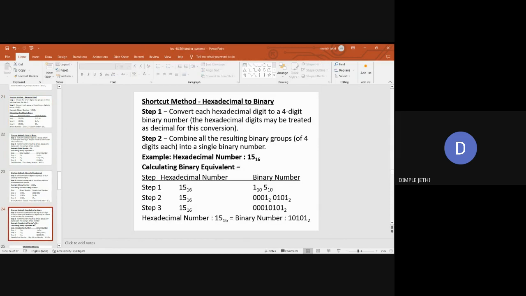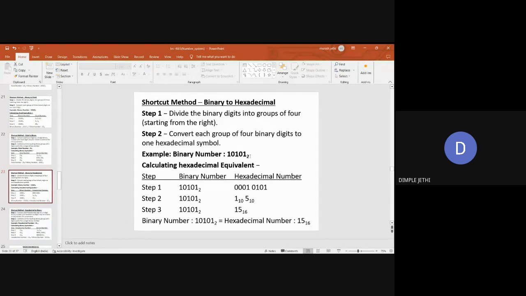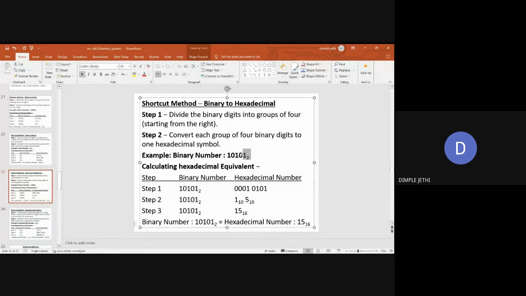In binary to hexa, I will divide this binary into groups of 4 from right to left. So the first group will be 1010. Then next we have only one, so I will add three zeros before it, because we know that adding zeros before a number does not add any value. So now I have divided this binary into groups of 4 from right to left.